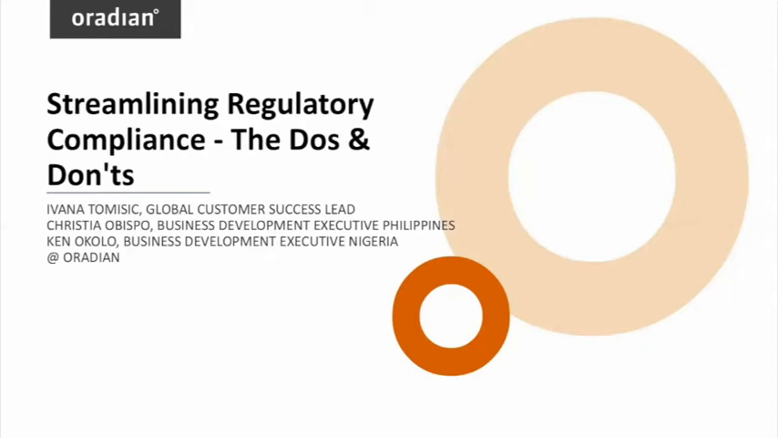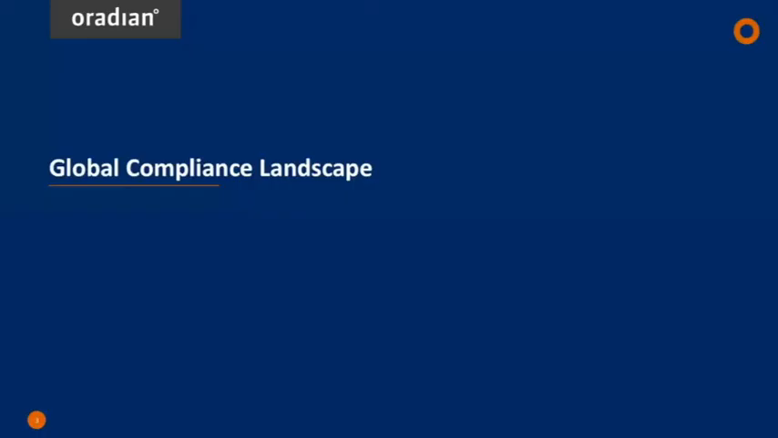Okay. Hello, everyone. I'm Ivana Tomisic. In Oradian, I act as a Global Customer Success Lead, which means I'm responsible for Oradian's community of customers worldwide. I also act as a security risk and compliance officer of the company, which means that I drive initiatives within Oradian and helping our customers worldwide in their compliance and risk concerns.